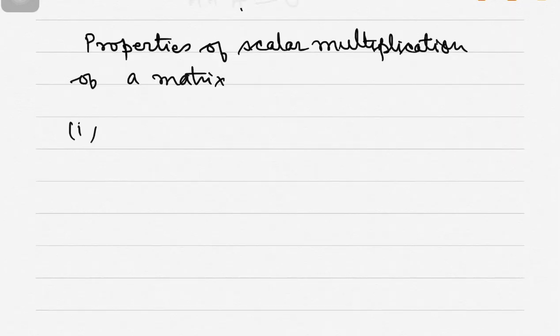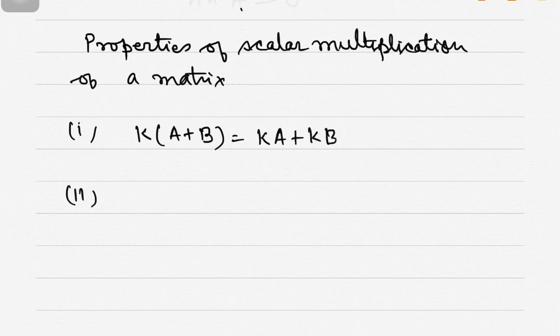Now let us learn some properties of scalar multiplication of matrices. K is a scalar and A and B are two matrices of the same order, then K times A plus B will be equal to K times A plus K times B. Second property, let K and L be two scalars, then K plus L times matrix A will be K times A plus L times A. So these are the two properties of scalar multiplication of a matrix.